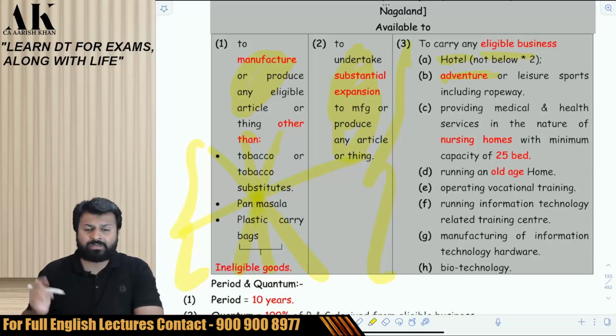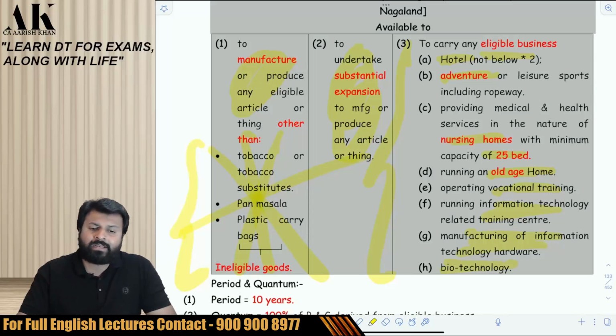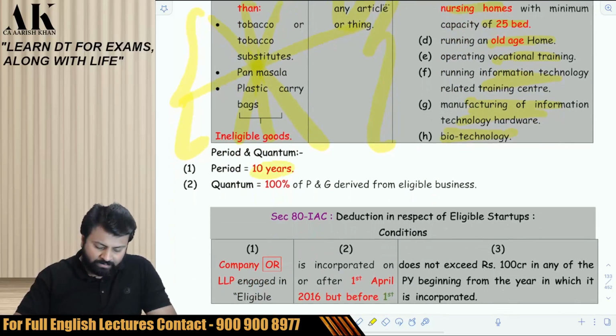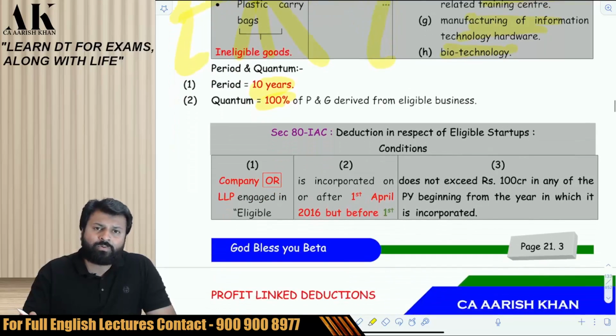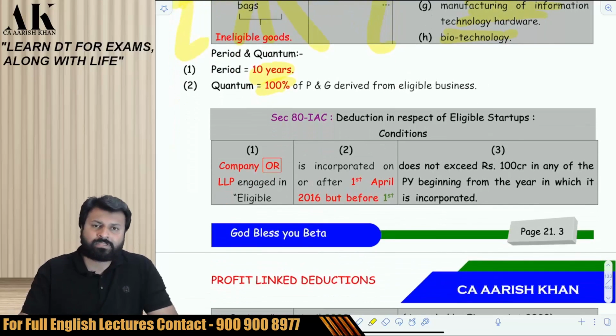You will be getting 100% deductions over here. You can open a nursing home of at least 25 beds, not less than that. Okay. You can open an old age home over there. You can open a vocational training center. You can open an IT center. You can open a manufacturing of hardware center, hardware of IT center. Or you can open a biotechnology business over there. If you do these things, you will get 10 years, 100% deduction from business and profession. 10 years, 100% profits are exempt over here. You can say rather it is deductible under Chapter VI-A.